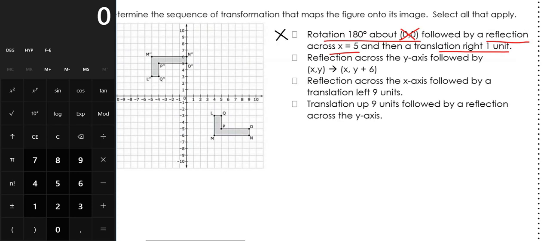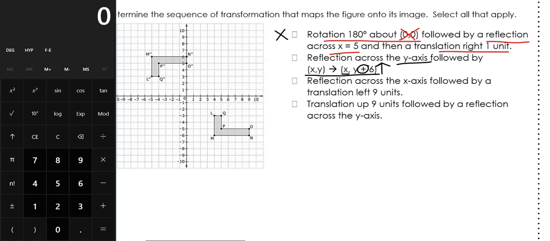Okay, second one. Reflection across the y-axis followed by this rule. (x, y) becomes (x, y + 6). Notice the addition. So if it's addition or subtraction, that means it's a translation. Left, right, up, down. In this case, since we're adding 6 to the y, all we're doing is going up. We're not moving left and right because there's nothing being added to or subtracted from x.